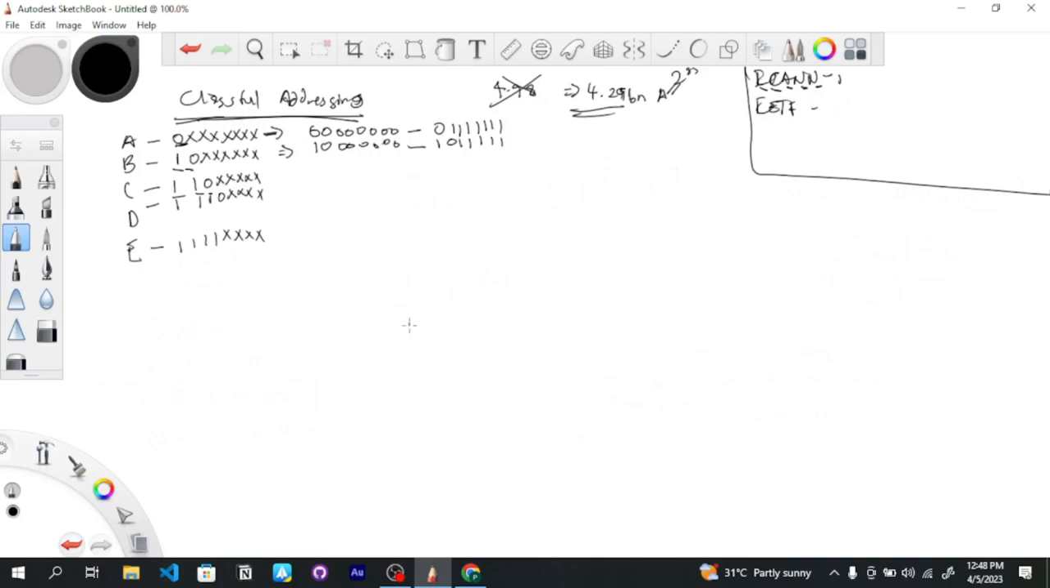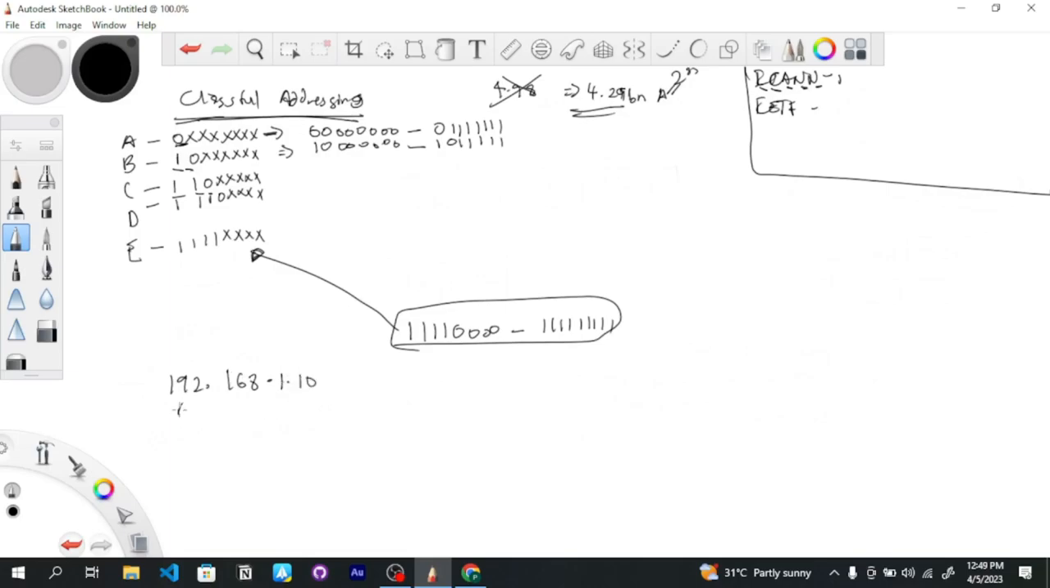So for class E, it is 11110000 to 11111111. I'll leave the rest to you as homework. You understand? So let's just take an example. Let's find the class of 192.168.1.0. What is 192? Let's get the calculator out.